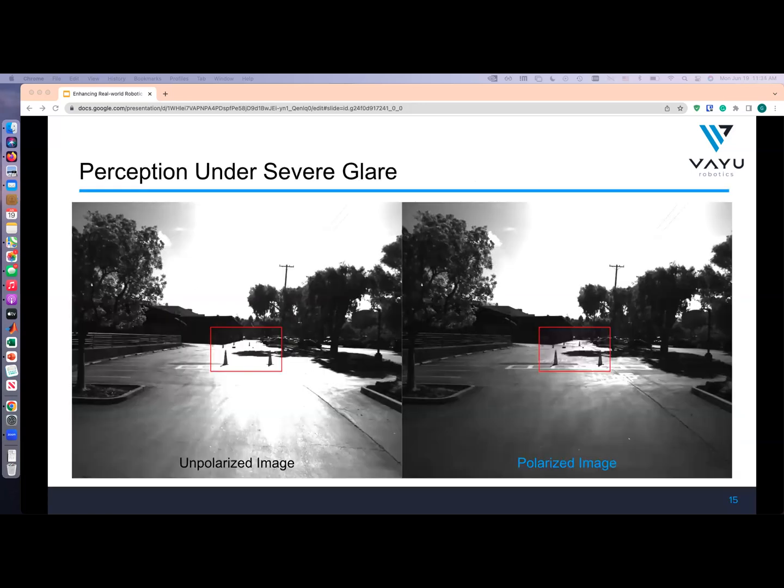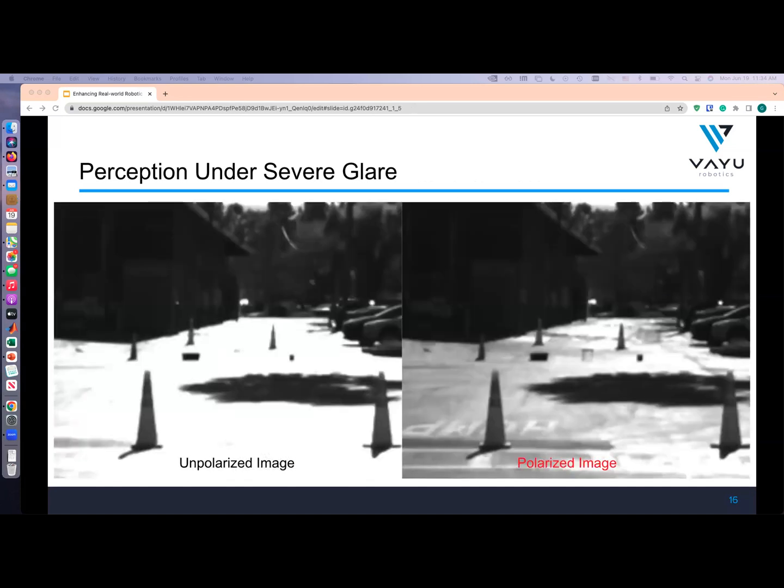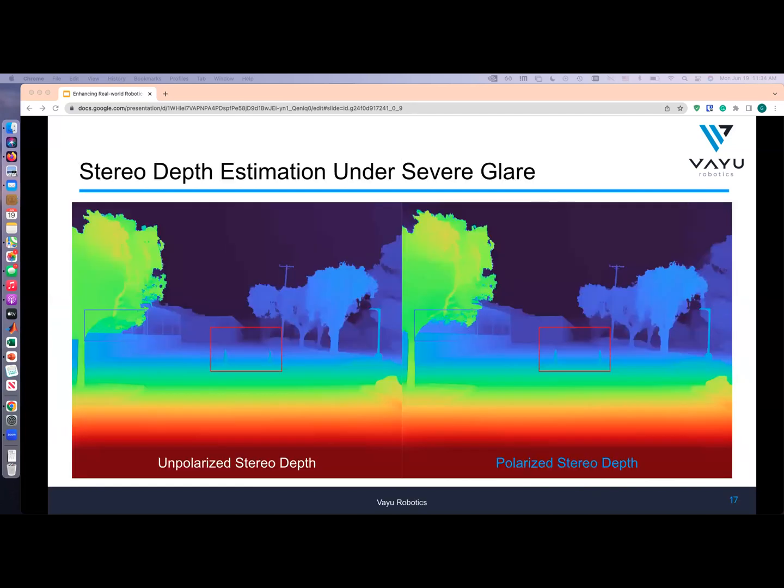So in our empirical study at Bosch, we found that polarization indeed can greatly improve the visibility under severe sun glare. Note the visibility of the small objects in the saturated area in the scene. As you can see, they are totally saturated in the unpolarized image, but clearly visible in the polarized image. As a result, because the polarization image brings back the information in the glare area, subsequent perception tasks such as stereo depth estimation can also be greatly improved.